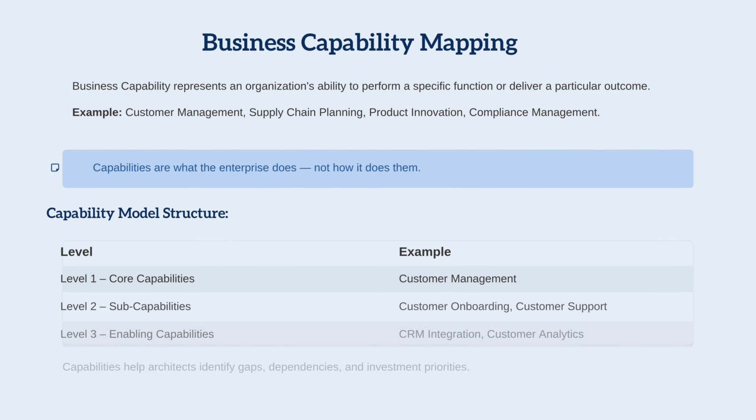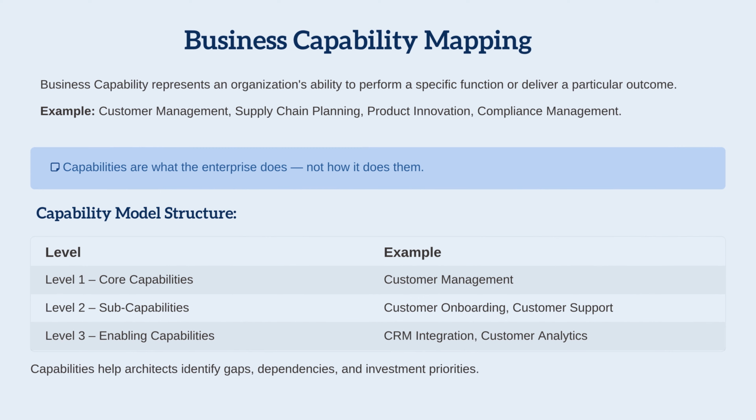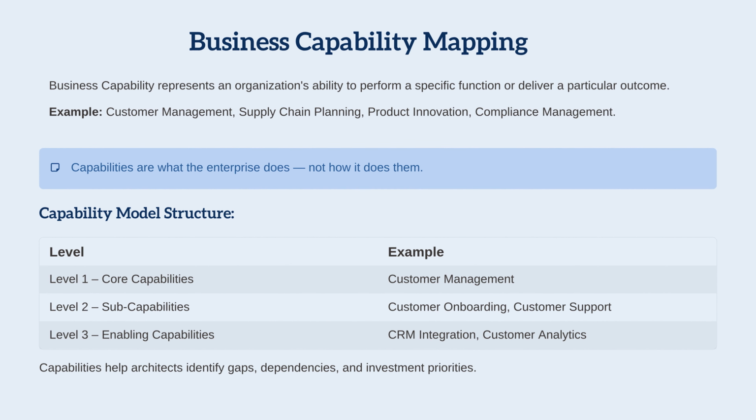A business capability is the organization's ability to perform a specific function or deliver a defined outcome. Capabilities describe what the enterprise does, not how. Example, customer management, customer onboarding, customer support, retention analysis. Capabilities are often structured in 3 levels. Level 1, core capabilities like customer management. Level 2, sub-capabilities such as onboarding or billing.